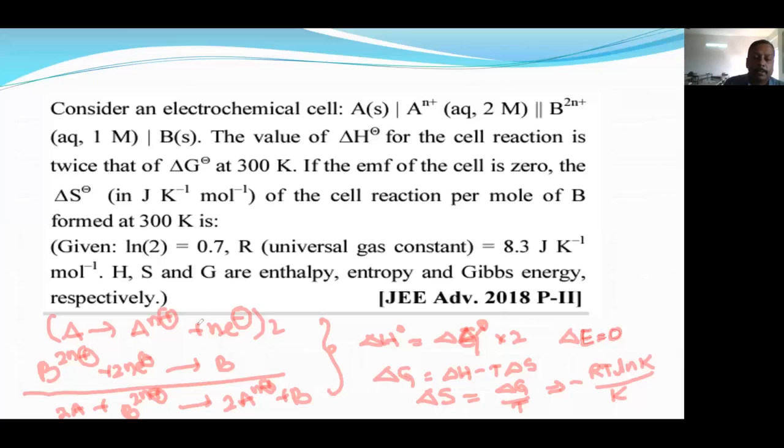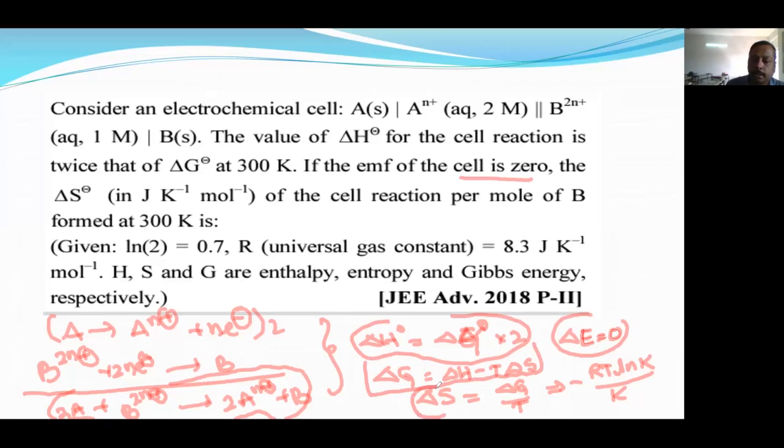Okay, here is the solution. First of all, you have to make the balanced equation: 2A plus B n plus gives 2A n plus B. So already it is given delta H naught is equal to 2 into delta Hg, and EMF of the cell is 0. And by using the Gibbs-Helmholtz equation, delta G is equal to delta H minus T delta S. So by substituting these two values, you will get delta S is equal to simply delta G upon T. So delta G according to electrochemistry is minus nRT log K. Okay. So after simplifying, you will get minus 11.6.